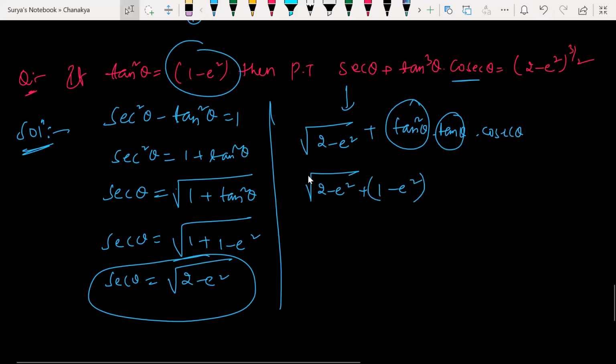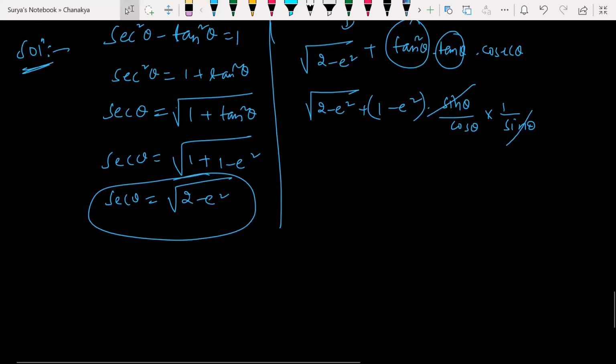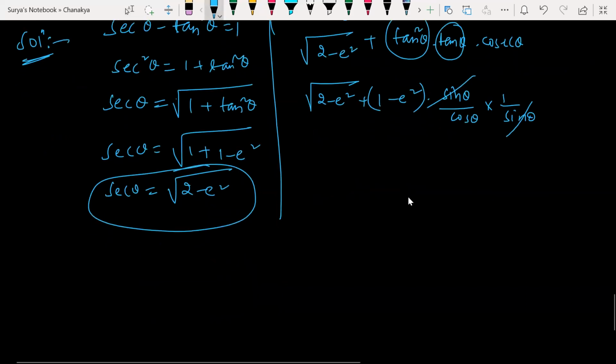1 minus e square. Now tan theta can be written as sin theta by cos theta into 1 by sin theta, cosec theta. Sin theta will get cancelled here, isn't it? So what would I get here now? This is what I get: secant theta plus secant theta into 1 minus e square. 1 by cos remains here, right? 1 by cos gives you secant theta, isn't it?